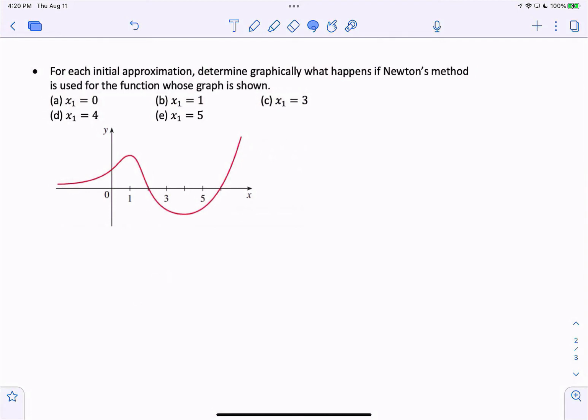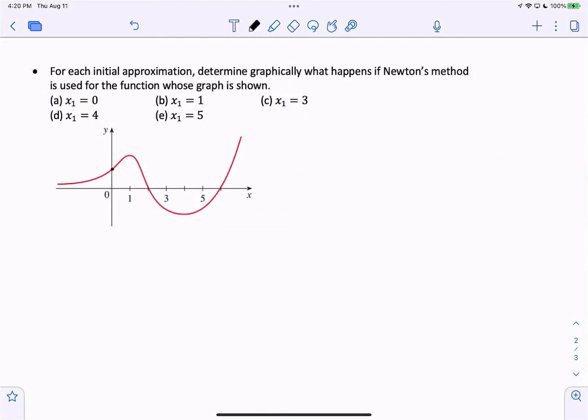The purpose of this exercise is to see what happens with an initial guess. We have here the graph of some function, and for each initial approximation, we're to determine graphically, which means we're going to draw on this, what happens if Newton's method is used for the function whose graph is shown. And for part A, we're looking at x1 is equal to 0.